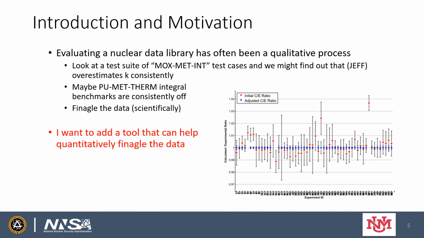What we want to do is provide a tool that evaluators can use to help with this finagling. On the right here, you can see an example of that process that I described. A suite of 55 test cases are run, and you can see that they calculate the calculated to experimental ratio for each case. This ratio tells us how accurately our simulations match up with reality. And you can see here that some cases consistently differ from a C over E of 1, which would be ideal.